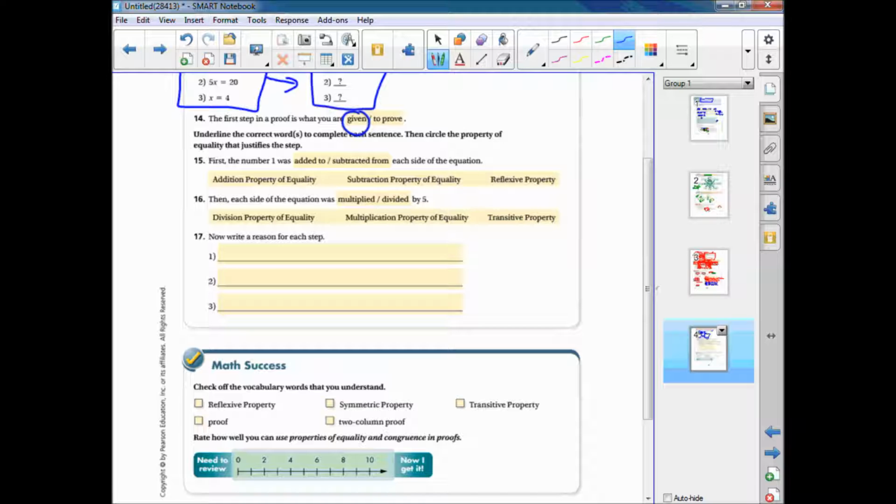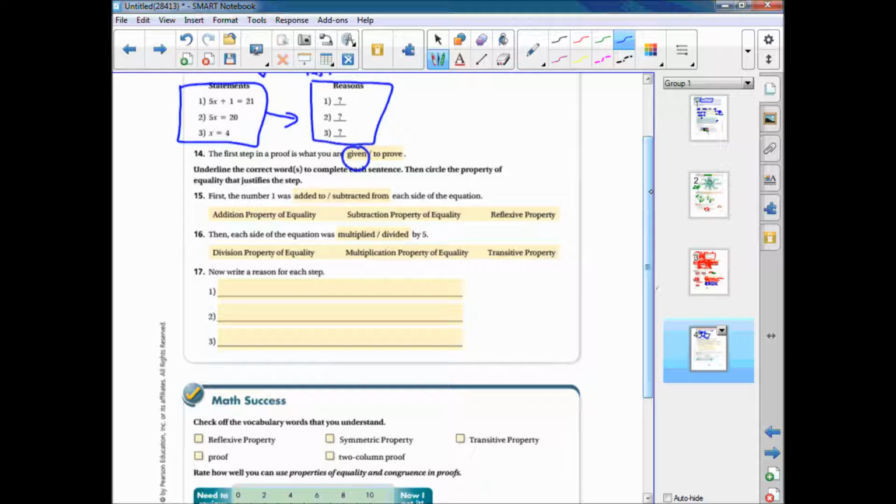Well, what did we do? It looks like we subtracted 1 from both sides. It was minus 1 and minus 1. So this is the subtraction property of equality because we subtracted from both sides. And then each side of the equation, we divided by 5 to make that 5 go away. So this is the division property of equality. So what should be over here for reasons 1, 2, 3?